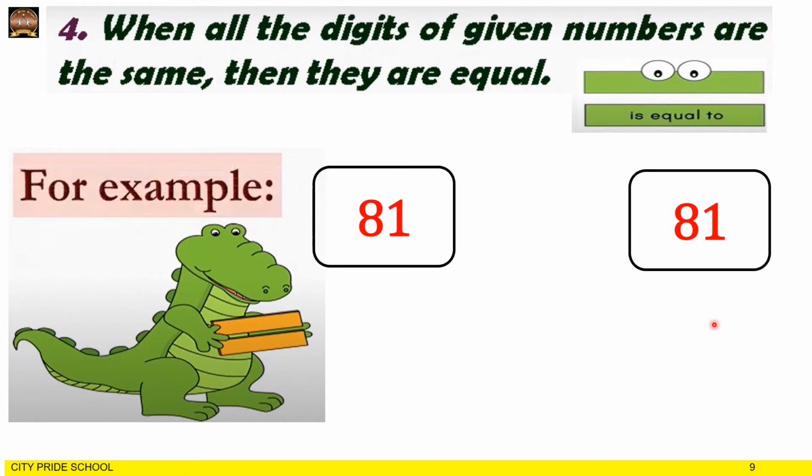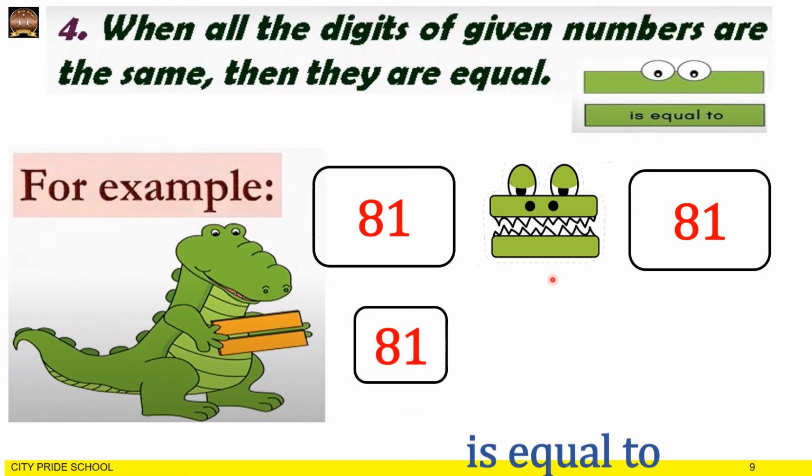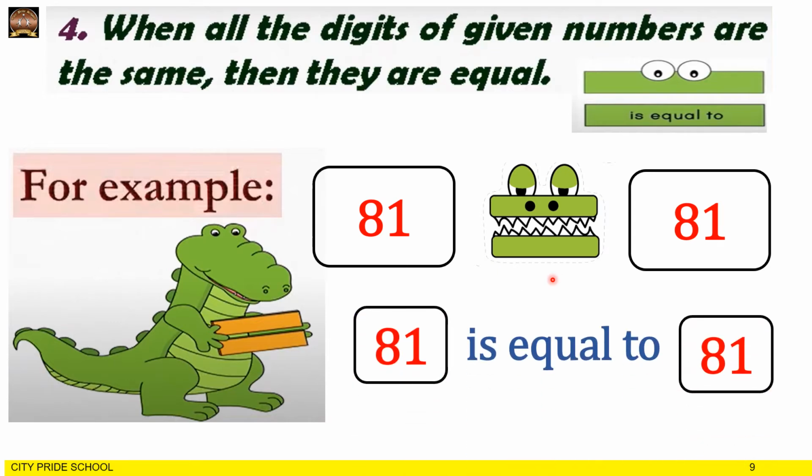So what will we write? 81 is equal to 81, right? And this is the symbol for the equal to sign, right? We will write 81 is equal to 81, and we will also write 81 is equal to 81 by giving the symbol here, right? So here we are done with the comparison of numbers, okay?